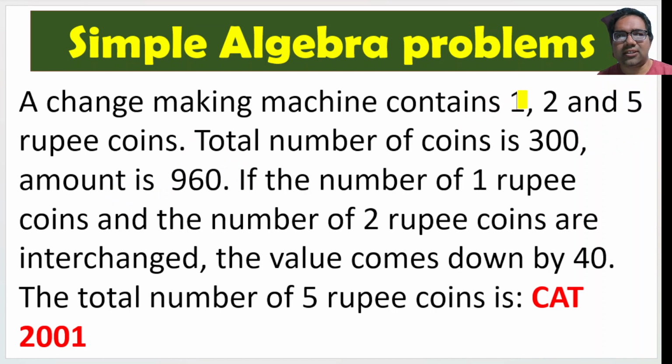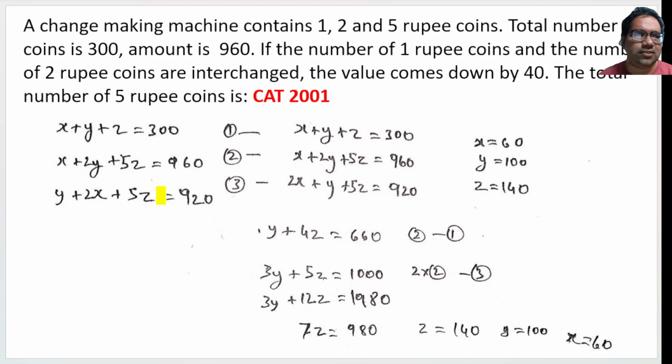Right. So there are these three different types of coins, right? Let's assume there are X coins of 1, Y coins of 2 and Z coins of 5, then the total number of coins X plus Y plus Z is 300 and the value of these coins is 960, right? And if the numbers of 1 and 2 rupee coins are interchanged, then the value comes down by 40, which means 960 minus 40, which is 920. What is the total number of 5 rupee coins? Right, it's just about writing some basic equations.